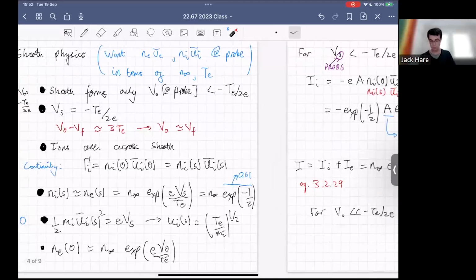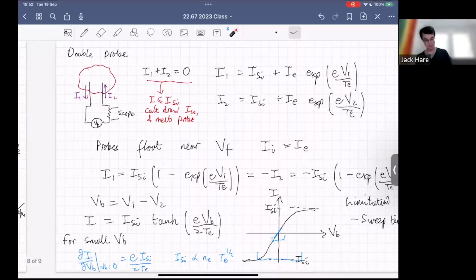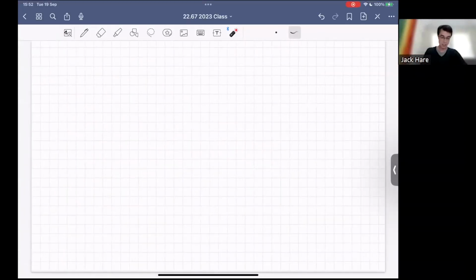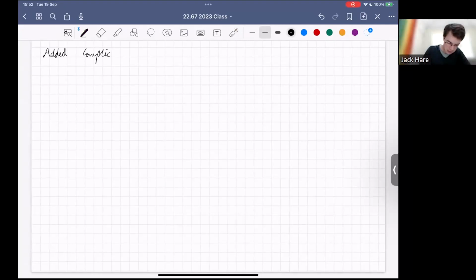I have just got 2 bullet points before we finish up. And these are just due to what we would call added complications. So the first complication are magnetic fields. And you definitely might want to use a Langmuir probe in a magnetic field. You might want to put it in the scrape-off layer of a tokamak or something like that. And the big problem with magnetic fields is they alter particle orbits.